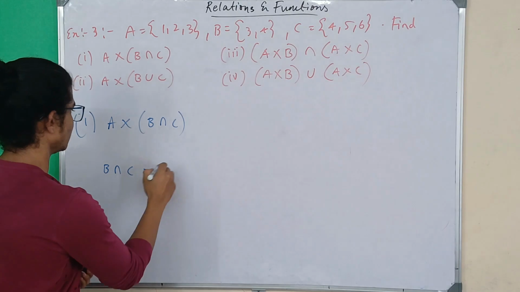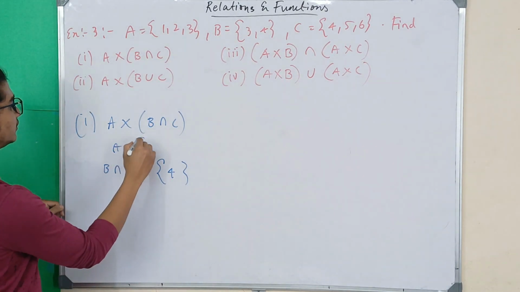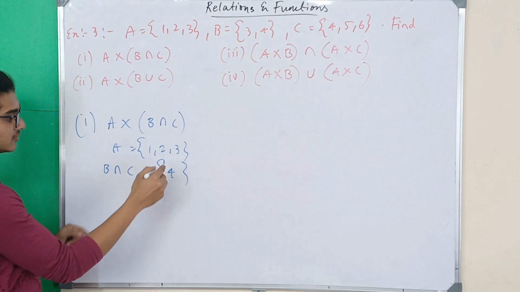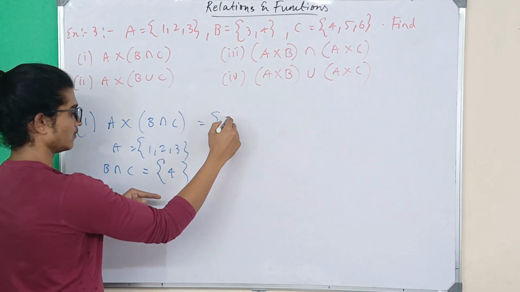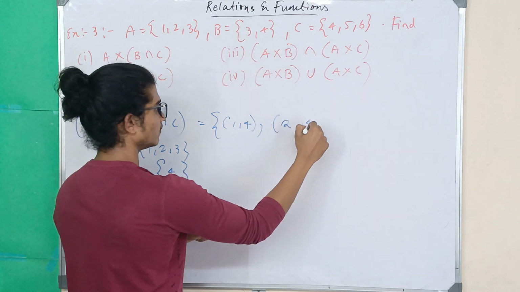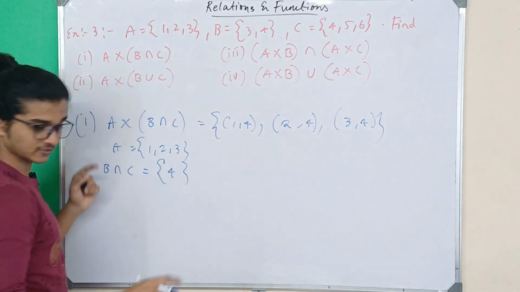4. So basically we have to do A, so A equals {1, 2, 3}, and then we have to multiply with this. So (1,4), (2,4), (3,4). So that's the first one.